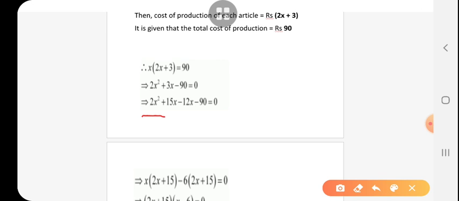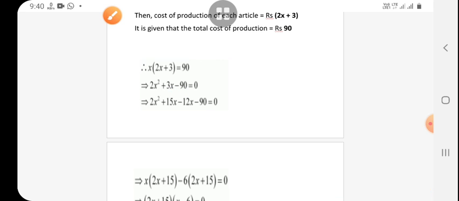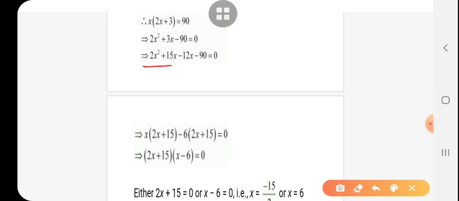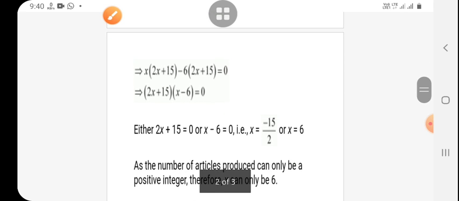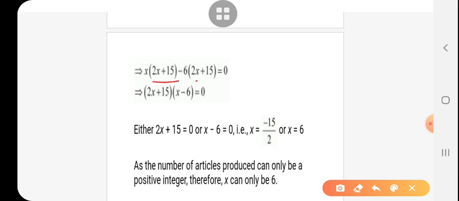You factor it: 2x square plus 15x minus 12x minus 90. Just break it as 15x minus 12x. Now from these two terms we take x as a common factor, so 2x plus 15 you got. Again from these two terms you take minus 6 as common, then you get 2x plus 15. So here 2x plus 15 is common, so you get x minus 6. Now you got two factors, so either 2x plus 15 is equal to 0 or x minus 6 is equal to 0.